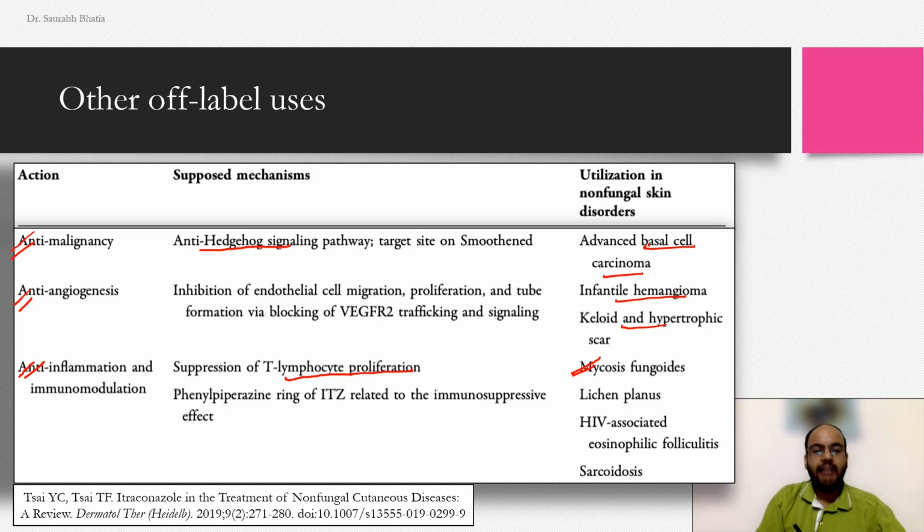Because of this immunosuppressive effect, it has also been documented to be used in lichen planus and HIV-associated eosinophilic folliculitis. We've already said sarcoidosis. So these are all the other off-label, non-fungal uses of itraconazole. It might become a very good viva question: non-fungal uses of itraconazole, and seborrheic dermatitis is not an answer. We are treating Malassezia furfur in that. Clear, isn't it?